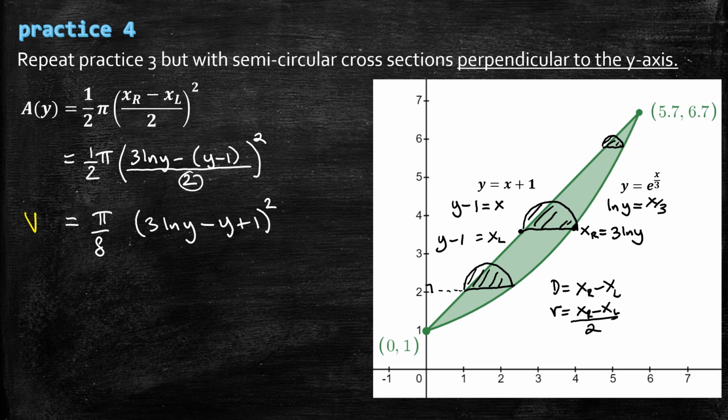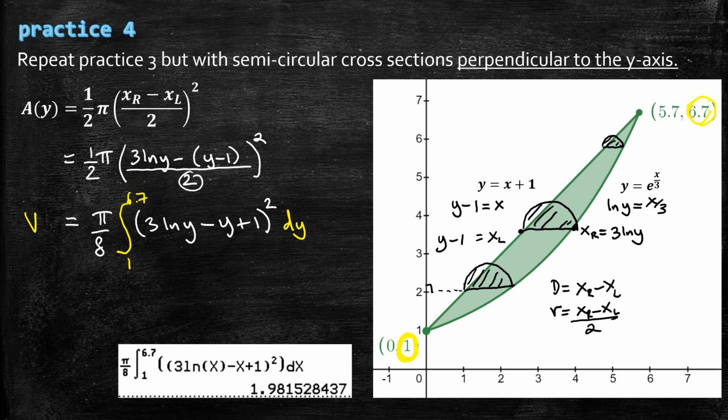And to get the volume, I'm going to integrate this with respect to, notice, be careful here, now it's with respect to y, which means that I actually have to use the bounds in the y direction. So the lowest y bound is 1 at the bottom where they intersect, and the upper one is 6.7, so it would be from 1 to 6.7 this time. And if we use the graphing calculator, we would get the volume to be this. It's actually very similar to the one before, not exactly identical, but close in volume, so 1.98 units cubed again.